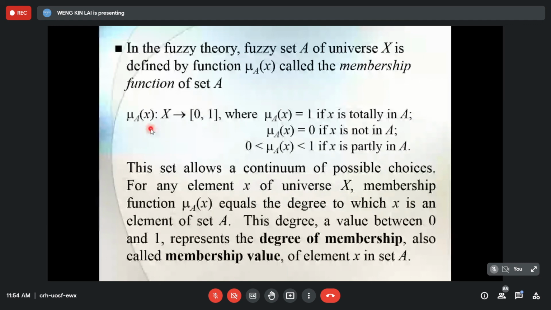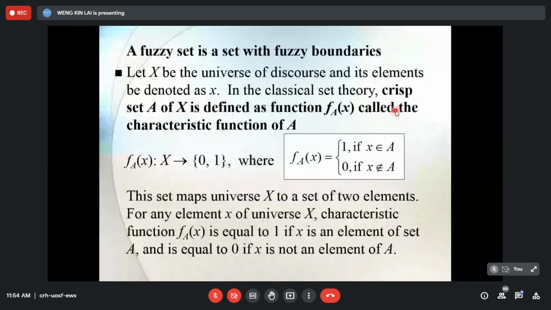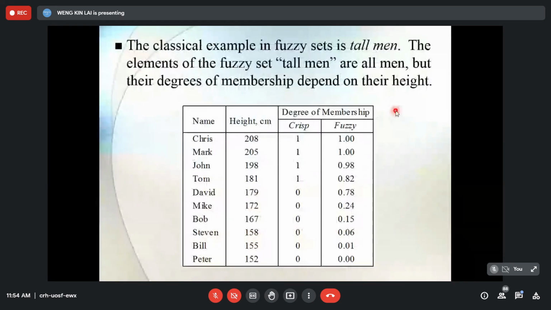Now, the membership function of set A still maps into 0 and 1. All the individual elements of X still map between 0 and 1, where your mu A equals 1 if x is totally in A, which is your John and your David and your Tom, your John, your Mark, and your Chris. Sorry, just these two, Chris and Mark.